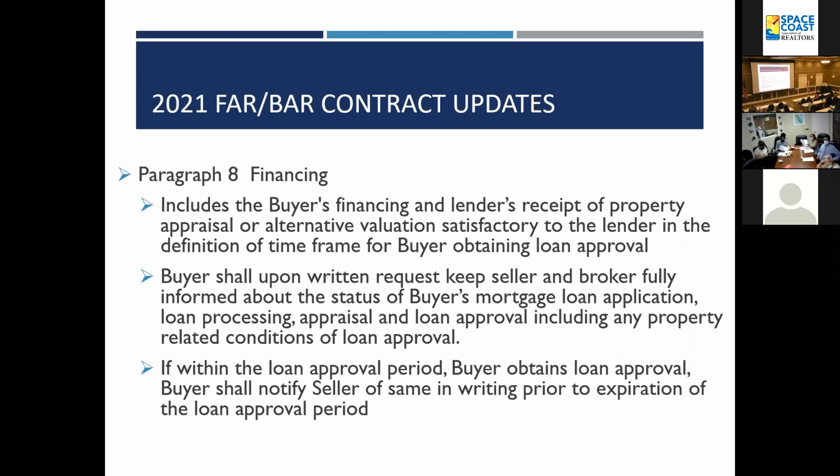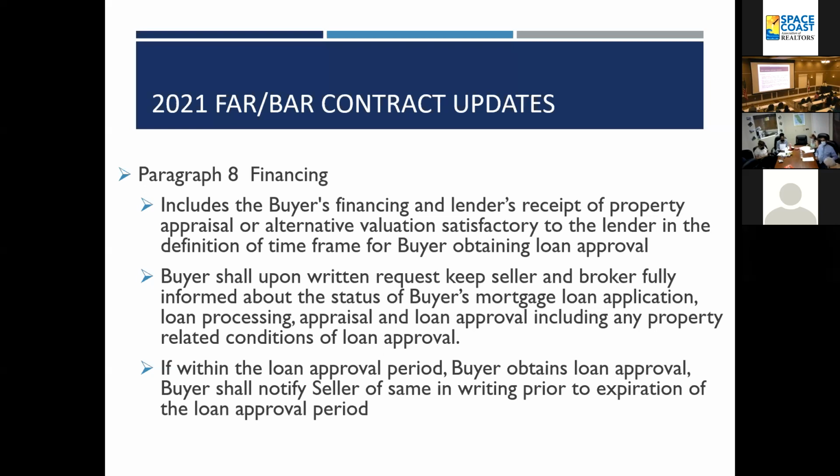The other thing they've added is that it has to be upon written request. So it's no longer that the buyer shall keep the seller informed. The buyer, upon written request, shall keep the seller informed. It's removing a burden on the buyer to do something automatically. If I ask for it as a seller, you have to tell me as a buyer, but you don't have to tell me if I don't ask. So it's just a slight obligatory change, but it's a little bit relevant.